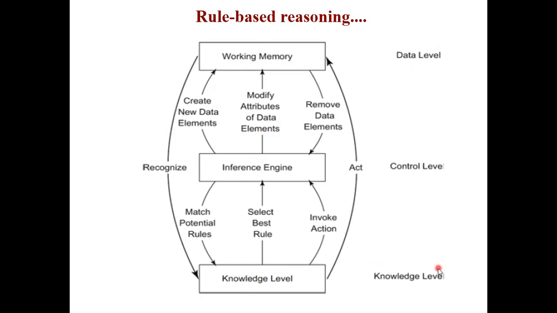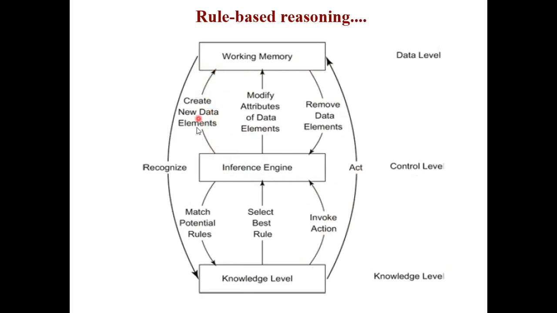So the knowledge level, you can call it the knowledge level. Inference engine is the control level. Then we have the data level, where we have the working memory. And then these arrows and flow, you have to draw them properly if this question is asked, because that is what is important, because it shows who is doing what and how.